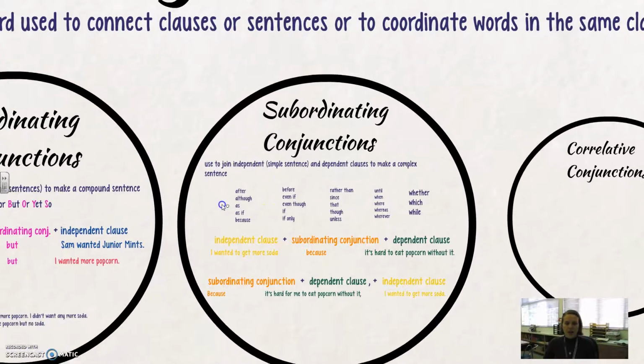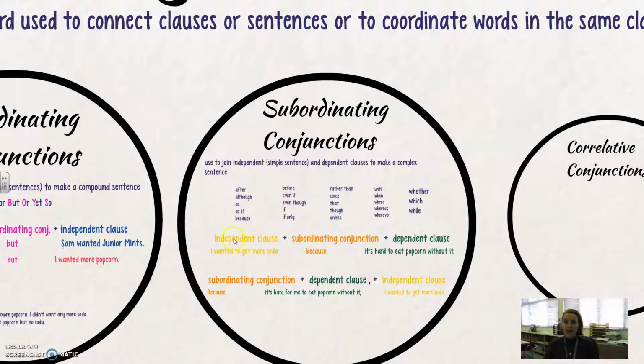And we can see that here. We have the independent clause plus this subordinate conjunction and the dependent clause. I wanted to get more soda because it's hard to eat popcorn without it. Now, if we just had the subordinating conjunction with the dependent clause, and somebody just randomly ran into the classroom and said, because it's hard to eat popcorn without it, it doesn't make sense.